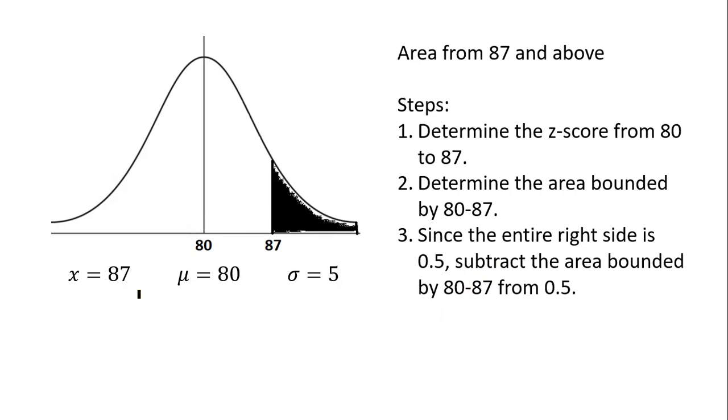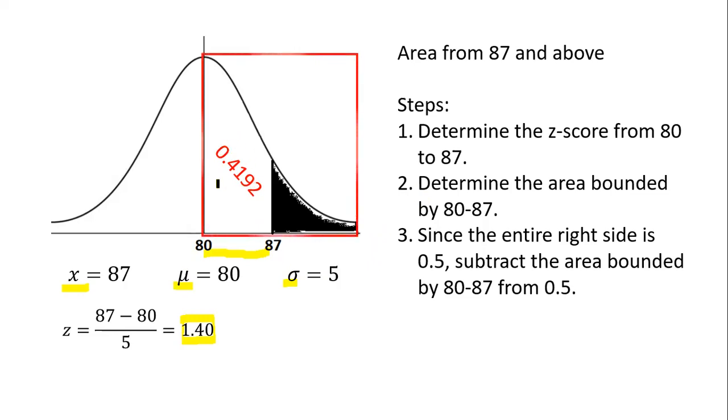So for number 1, determine po muna natin yung z-score from 80 to 87. So we have already our x, our mu, that is our mean, and standard deviation. So using these values, we will get 1.40. So this is our z-score from 80 to 87. Second step, determine the area bounded by 80 to 87. That is equivalent to 0.4192. So this area, ito po yung area na hindi natin kailangan.